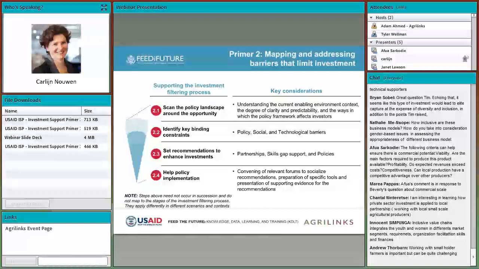Just to bring this to life with an example, we did work on the edible oil sector in Tanzania, where Tanzania, like many African countries, imports a lot of its edible oil, and particularly palm oil. But Tanzania is quite well positioned itself to grow sunflower oil and to grow sunflower seeds and process that into sunflower oil.